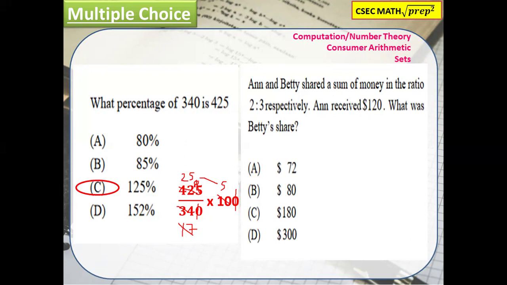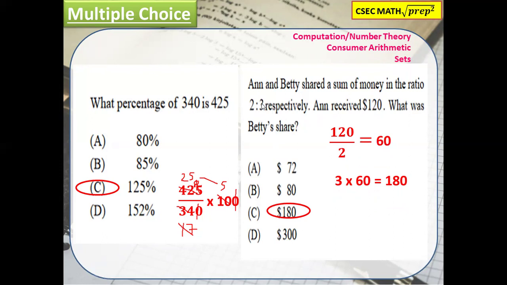Anne and Betty share the sum of money in the ratio 2 to 3, respectively, and Anne receives $120. What was Betty's share? Now, Anne's share is 120, but she got 2 parts of the total. So if we divide 120 by 2, Anne's share, then one single part is being represented by 60, right? If 60 is one part, then 3 times one part would give us Betty's share, which is $180. So the key here is to find out what one part is first.